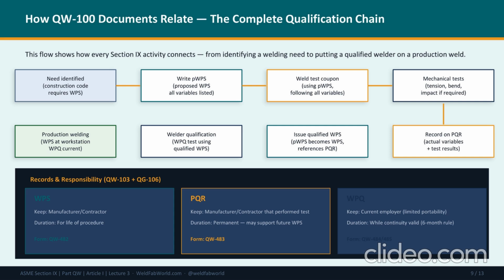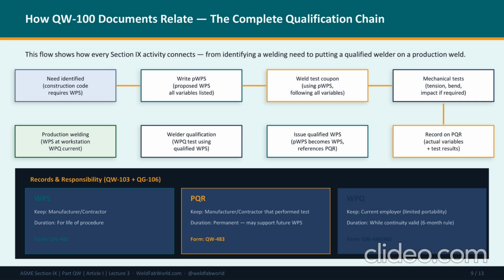Step 3. Weld the test coupon. Using the PWPS as the instruction set, a test coupon is welded. All actual variables used during the test, not target values, but what actually happened, must be recorded. The test is run under the full supervision and control of the qualifying organization, as required by QG 106.